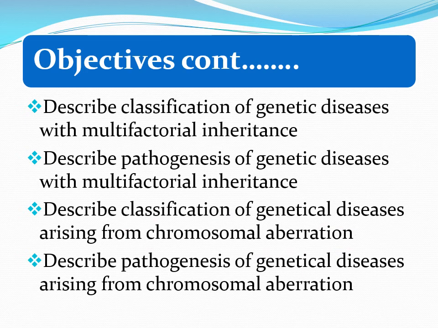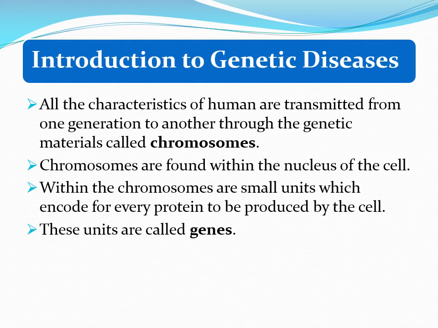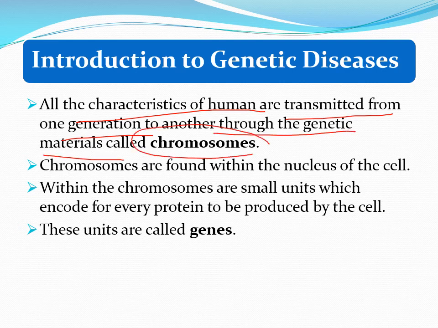And after that, we have to describe the pathogenesis, what happened in the chromosome and leading to manifestation of the disease. So to start, that was a learning objective. Now to start, I would like to say the following as introductory part, that human characteristics are transmitted from one generation to another through genetic materials which are known as chromosome.